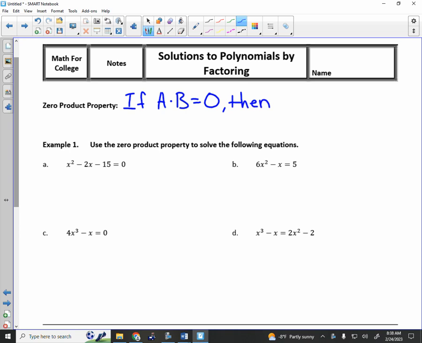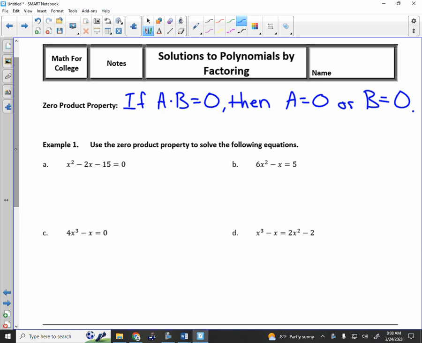then we know something's true. What do you know is true if A times B is equal to 0? If two numbers, their product is equal to 0, then one of those numbers has to be equal to 0, right? If A times B is 0, then A is 0 or B is 0. That has to be true, which you can't say about any other number.